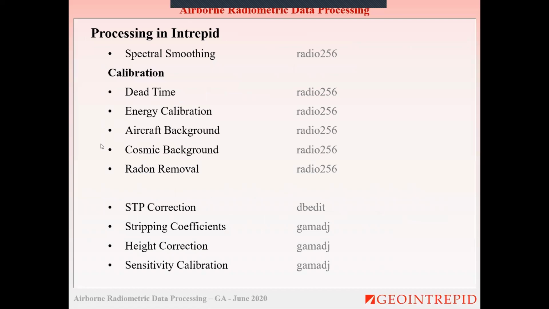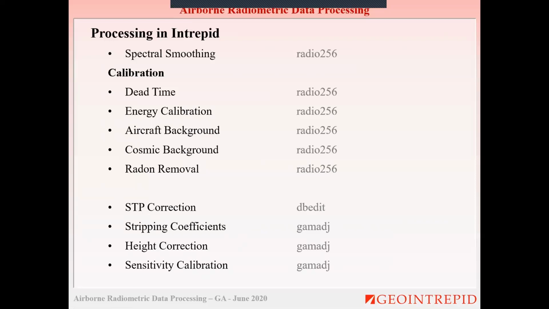So what we're doing in Intrepid, we have that tool called Radio 256. It's a spectral processing tool, so everything from spectral smoothing to radon removal we can do in the Radio 256 tool. SDP correction, as I said, is just applying a formula, so we do that in the spreadsheet editor, and the remaining stripping coefficients, height correction, and sensitivity calibration can be done in standard 3-channel adjust. That gamma adjust is also capable of doing aircraft background, cosmic background and radon removal, but then it's not looking at the full spectra, only at the window counts.